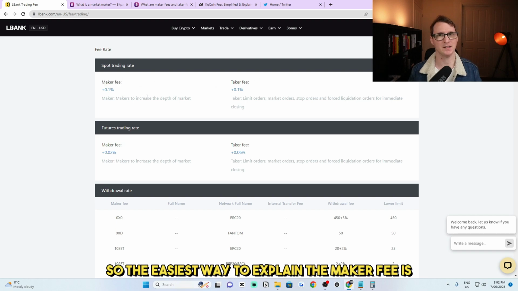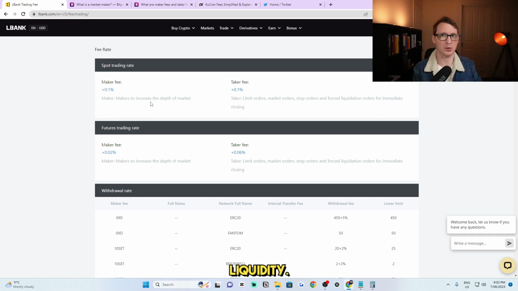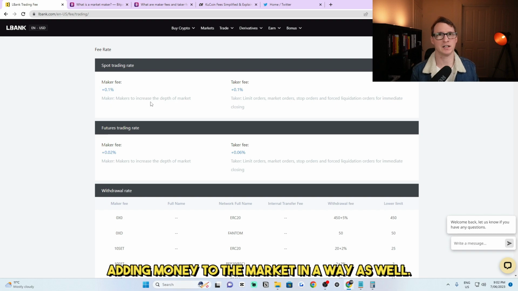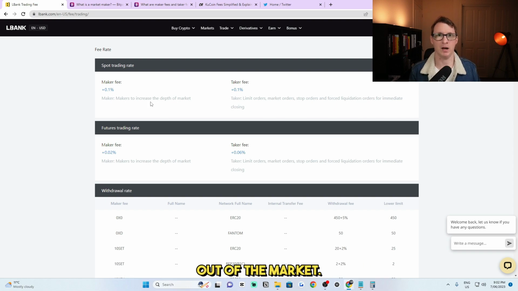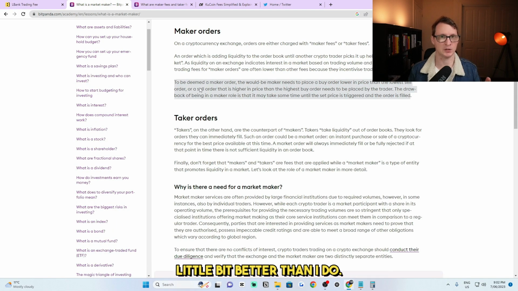The easiest way to explain the maker fee is pretty much you're adding liquidity. So you're adding cryptocurrencies to the market. You could call this adding money to the market in a way as well. And then a taker is just simply taking liquidity, so taking money or taking cryptocurrencies out of the market. That's the easiest way to explain it. I do have a little guide here that explains it a little bit better than I do.